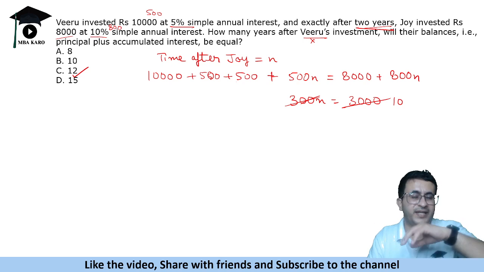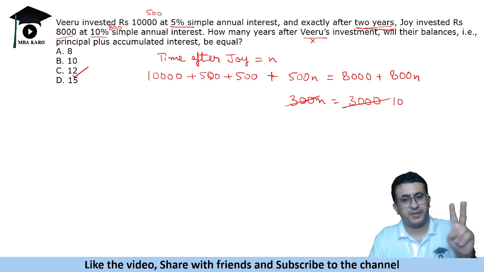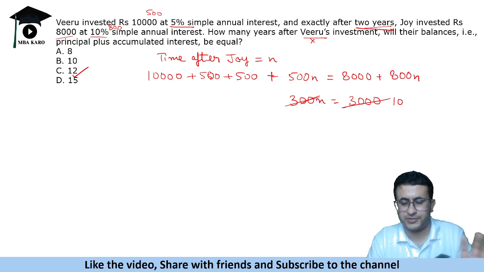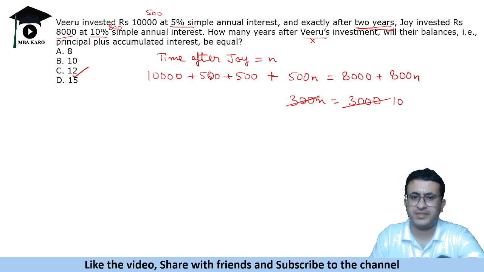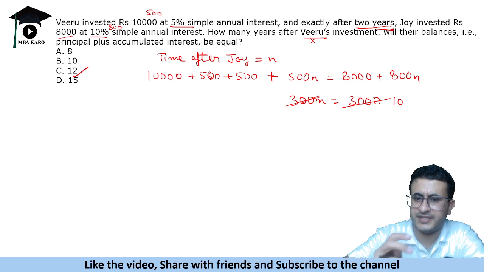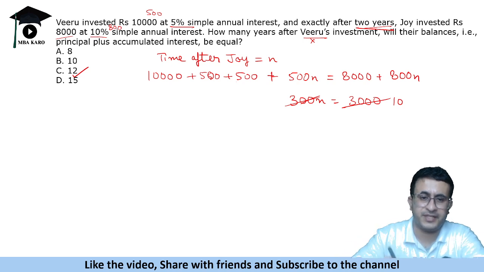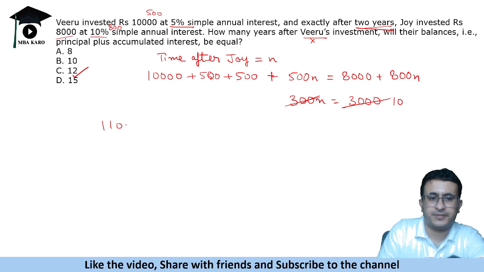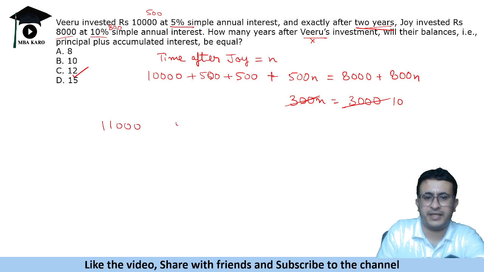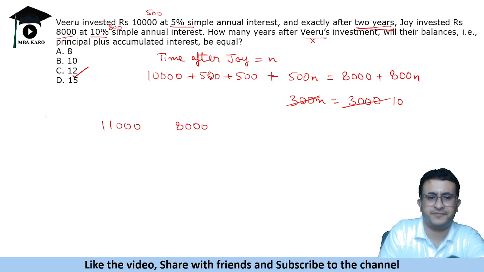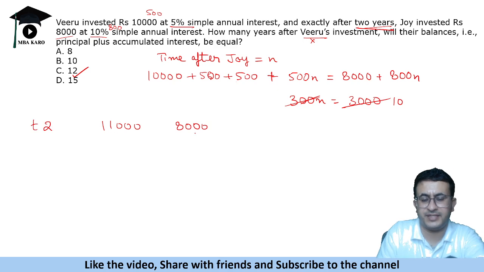Like think of it like this. ठीक है, 2 साल बाद उसने start किया, he has already made 11,000, उसके पास 11,000 है. Every year, when he is investing, he is getting 800 interest. So 300 rupees का extra interest मिल रहा है. ठीक है, इसके पास 11,000 है और इसके पास like 8,000 है. When he is starting, like after 2 years, he has 11,000, he has 8,000.